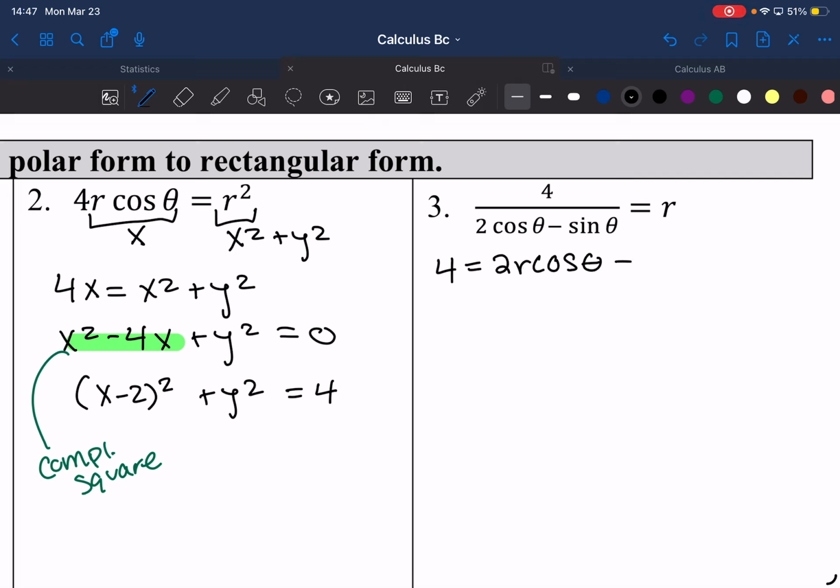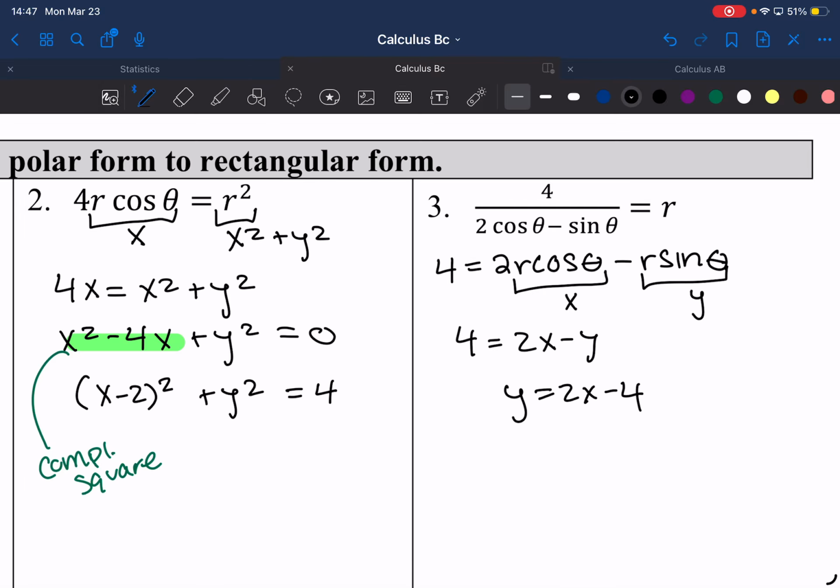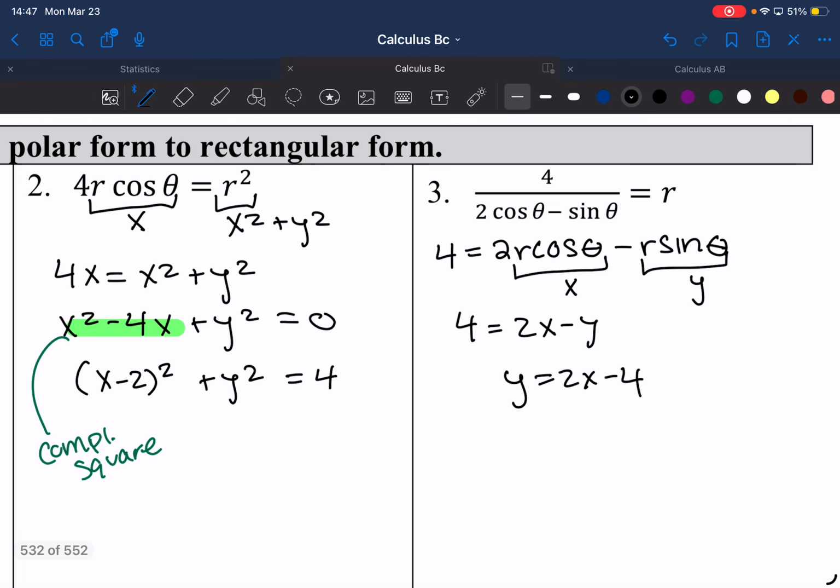And then from here, I see r cosine theta, which is x, and r sine theta, which is y. So we have 4 is equal to 2x minus y, which I can see is a linear function. So I'm just going to get y by itself, and I get y is equal to 2x minus 4. Okay, so these 3 are just to review. Again, if you're a little stuck on going between polar and rectangular, then I would look back at the material from last year in pre-cal.